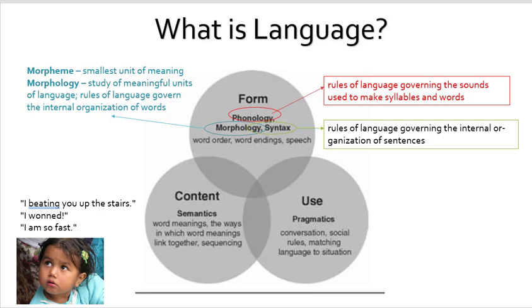So within these three constructs, form, content, use, we have 5 subdomains: phonology, morphology, syntax, semantics, and pragmatics. The number 5 will be important in this course, and these 5 constructs of language will be ones that we revisit in the next several slides and in the next several sessions of this course.